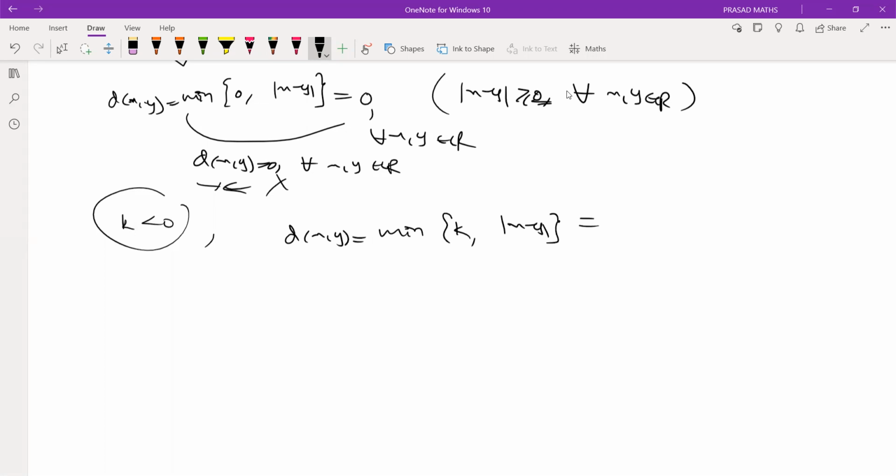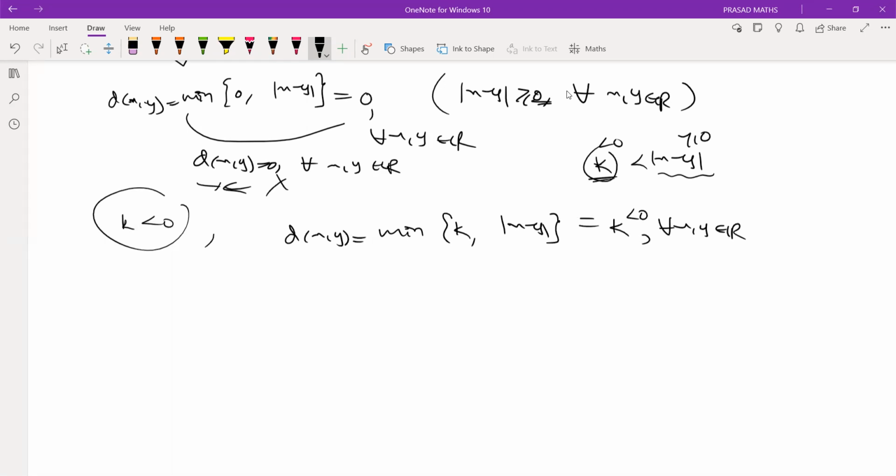You know, actually k is always less than mod of x minus y, because k is negative and mod of x minus y is non-negative. This is negative, this is positive. Therefore, k is always less than mod of x minus y. So what is the lower bound? K. Therefore, what is the minimum? K. This is true for every x comma y belongs to R. You know that actually it is a constant function.